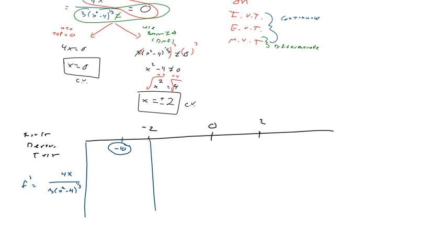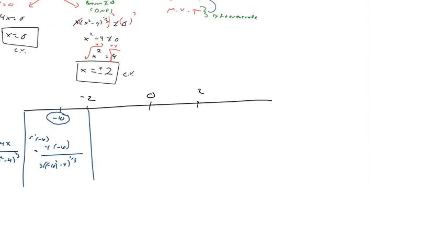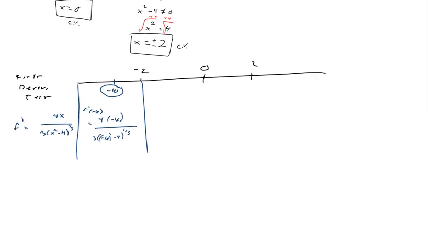4 times negative 10 over 3 times negative 10 squared minus 4 to the... Okay, it's kind of an ugly number. I know that this top part is going to be negative. Right? 4 times negative 10. I know it's negative. Is the bottom part, what do you think? Is this going to be a positive number or a negative number?